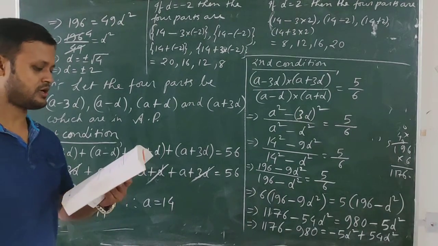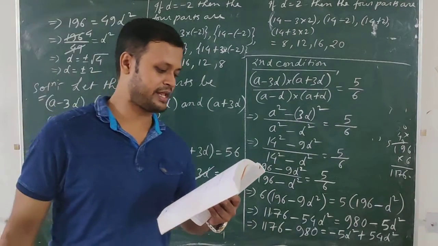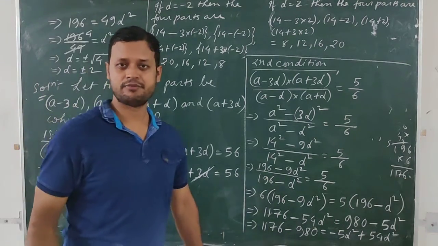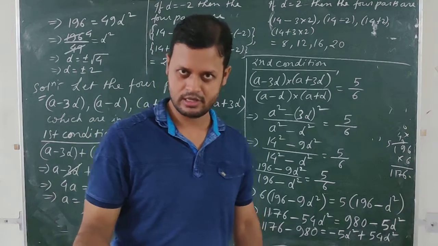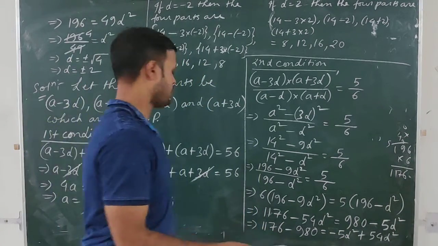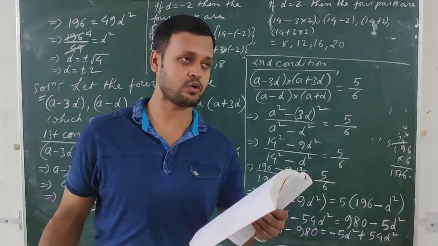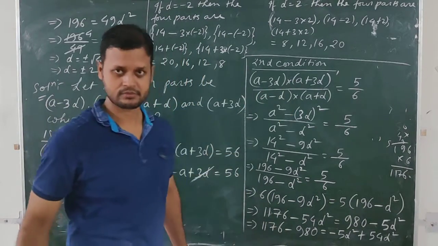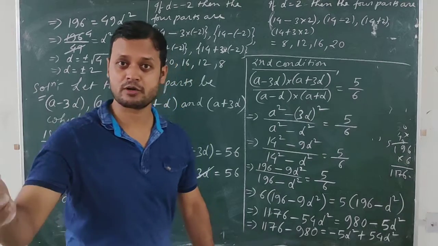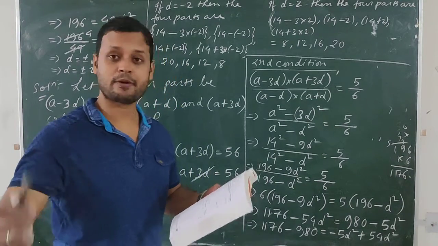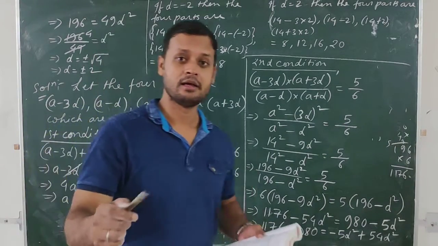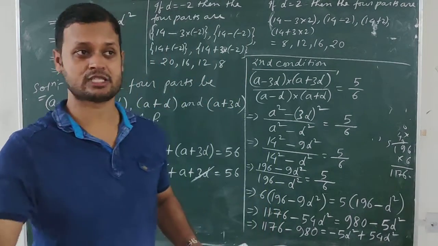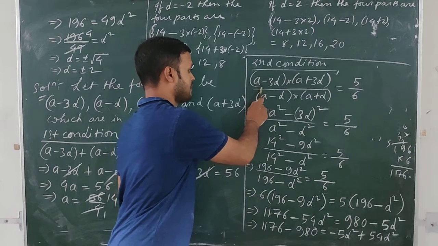What is the second condition? The ratio of the product of their extremes. That means if you multiply the extremes, what is the extreme? Extreme means the first and the fourth term given in the question. Multiply the first and the fourth term. The ratio of the product of the extremes to the product of their means. Means are the middle two terms, and extremes are the first one and the last one. So multiply the first term and the last term.